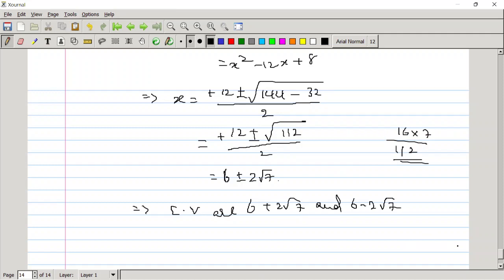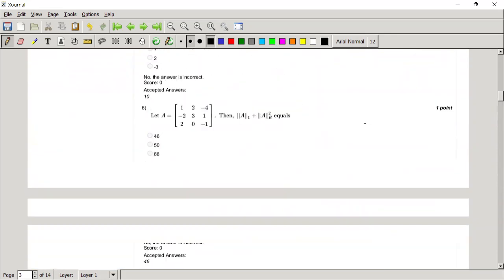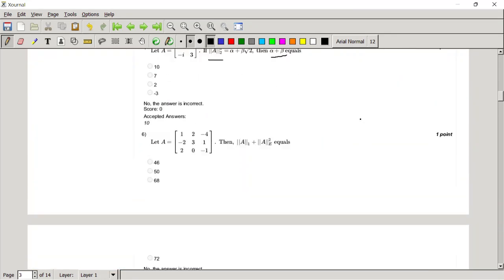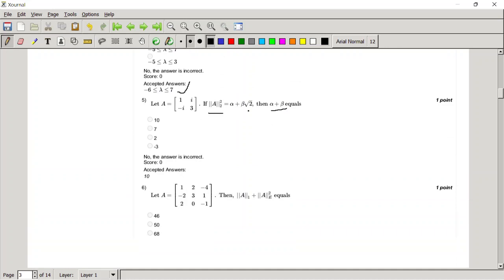So the eigenvalues are these two. Among these, you can check 6 plus 2 root 7 is the eigenvalue. That means alpha plus beta root 7 is equal to 6 plus 2 root 7. I think that is the question asked. Sorry, it is the fifth problem. Alpha plus beta root 2.